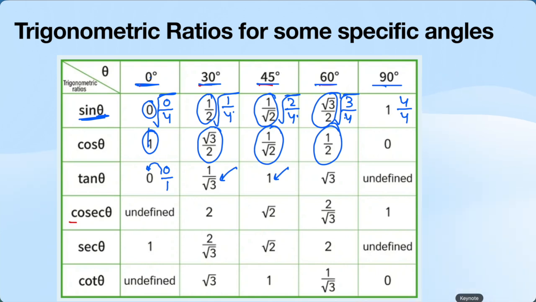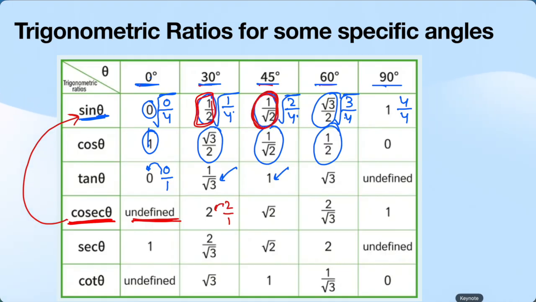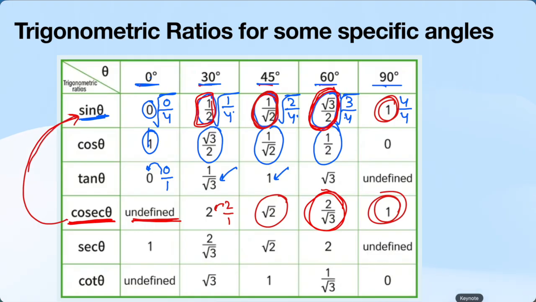Now come to cosec theta. What we learned? Cosec is just the reciprocal of sin theta. So if sin theta is 0, it will be 1 by 0, means undefined. Clear? If sin 30 is 1 by 2, it will be just the opposite, means 2 by 1, which means 2. If sin 45 is 1 by root 2, just the opposite, means root 2 by 1. If sin 60 is root 3 by 2, its reciprocal will be 2 by root 3, and the reciprocal of 1 will be 1. Means these two will be reciprocals.